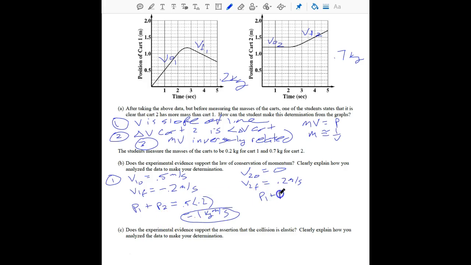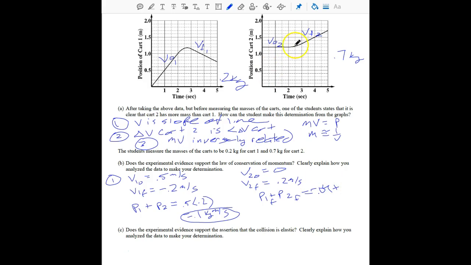So we've got P1 plus P2 again, but this time it's final momentum. We've got a negative 0.2 because that velocity is negative, times 0.2. If you take negative 0.2 times 0.2, you're going to end up with negative 0.04. So this is negative 0.04.